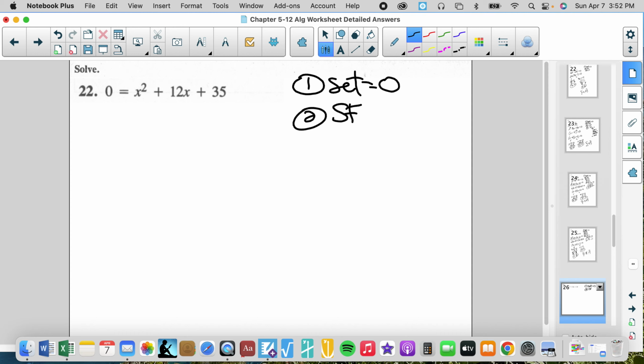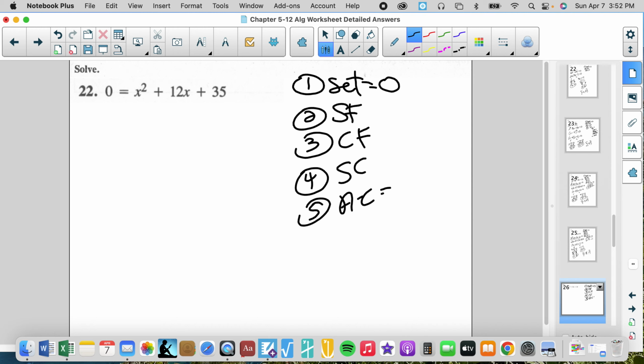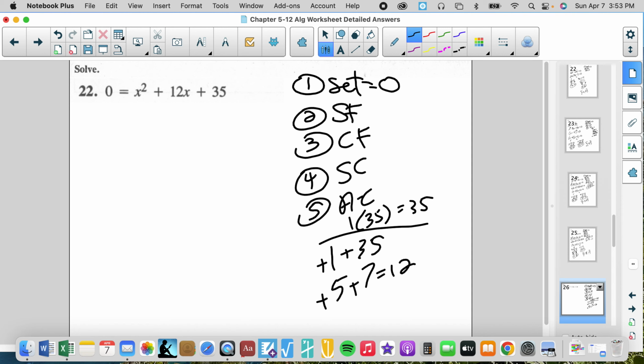Standard form, yes. Common factor, no. Special case, no. A times C is 1 times 35, which is 1 and 35, 5 and 7. Signs are the same, both are positive. That's 12. Those are my factors. 0 equals x squared plus 5x plus 7x plus 35.